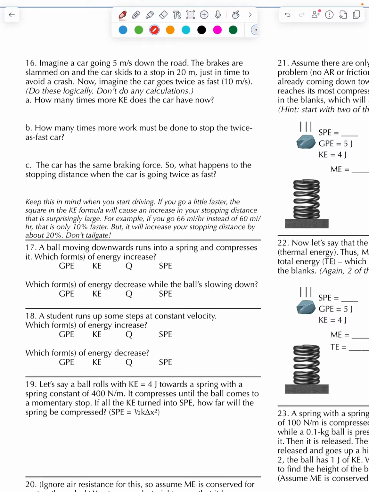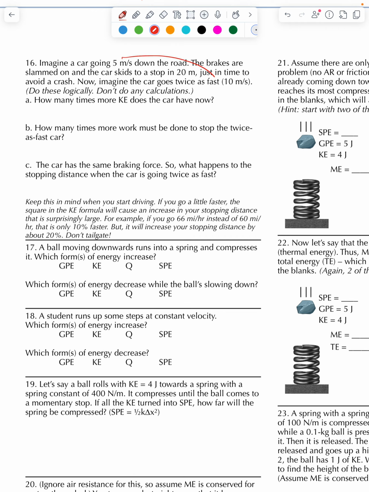Imagine a car going 5 meters per second. And this problem is related to what I just did in 15. Imagine a car going 5 meters per second down the road. That's not very fast. The brakes are slammed on and the car skids to a stop in 20 meters, just in time to avoid a crash. Now imagine the car goes twice as fast, so it's going 10 meters per second. How many times more KE does the car have now?